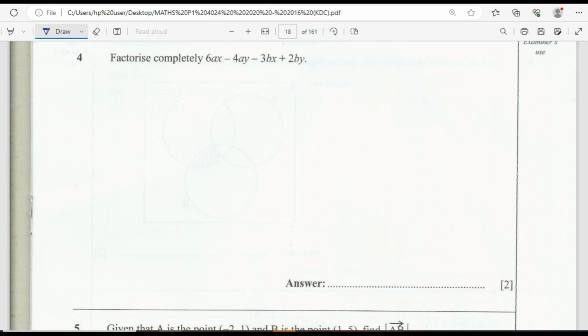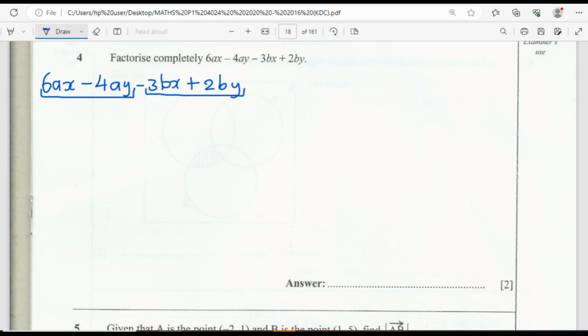Then question 4, factorize completely. So we have 6ax minus 4ay minus 3bx plus 2by. So here we are going to factorize by grouping terms. So how can we do this? If we can just go direct, since we know that from the first part there is at least one letter that is common. Also here there is at least a letter that is common, so we can proceed.